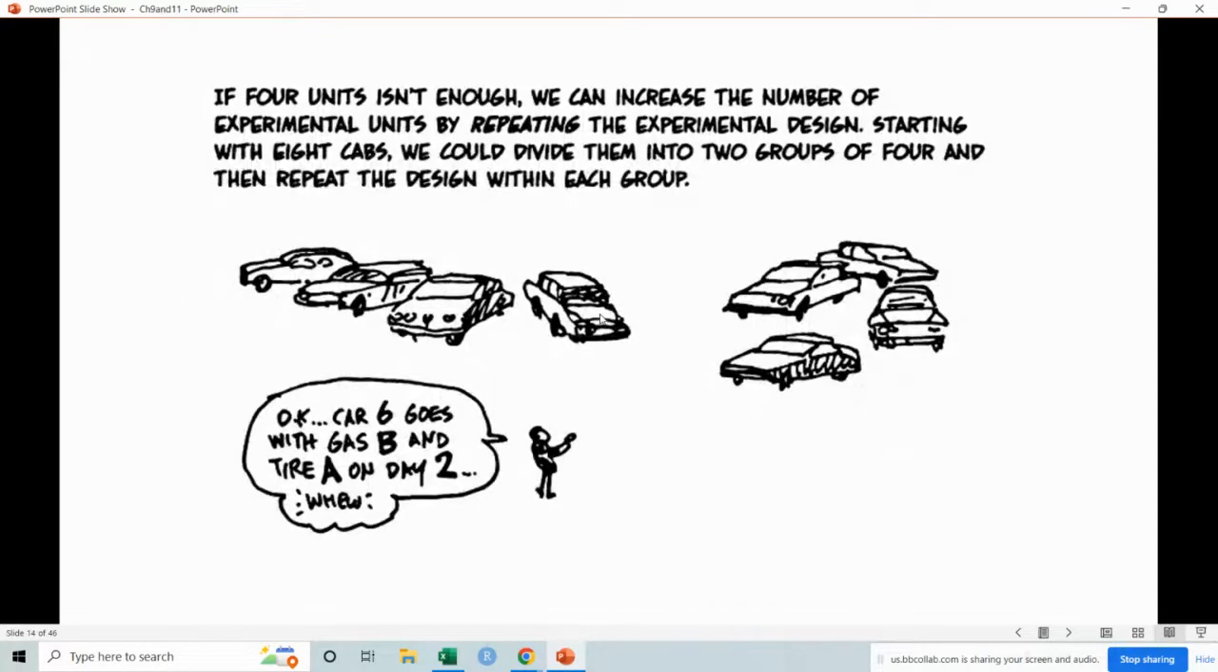possible bias. So if 4 units is not enough, we can increase the number of experimental units by repeating the experimental design, starting with 8 cars. We can divide them into 2 groups of 4, and then repeat the design with each group. That way we could control for the cab type.